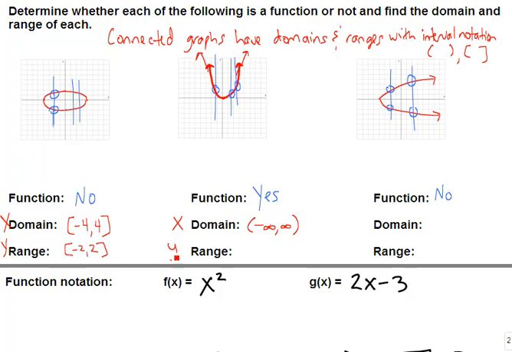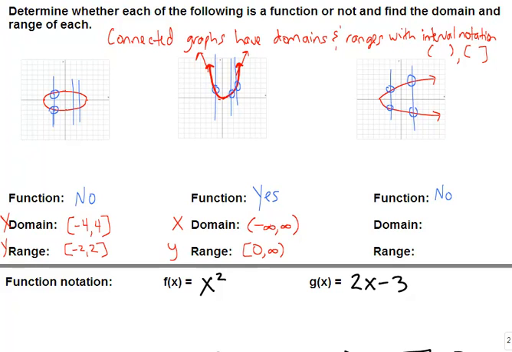Okay, for the range, think about up and down. What's the lowest point that we go up to, and what's the highest point we go up to? The lowest point we start at here is right here at the origin, and that y value is 0, and then I just go up from there towards infinity. So this range would be 0 up to infinity. I'm including the 0 because I actually hit it, and I go up to infinity and there's a parentheses around the infinity.